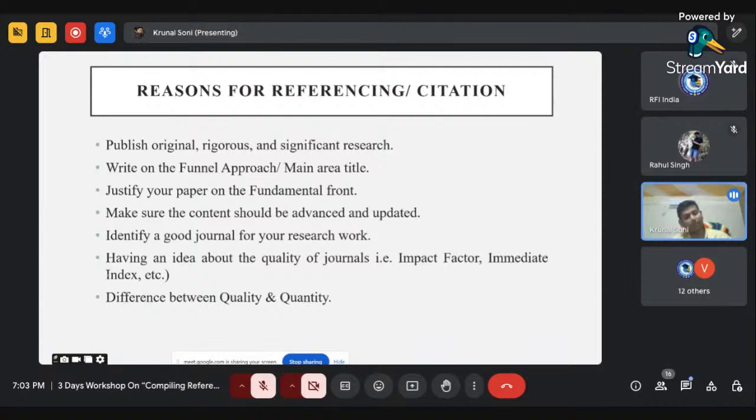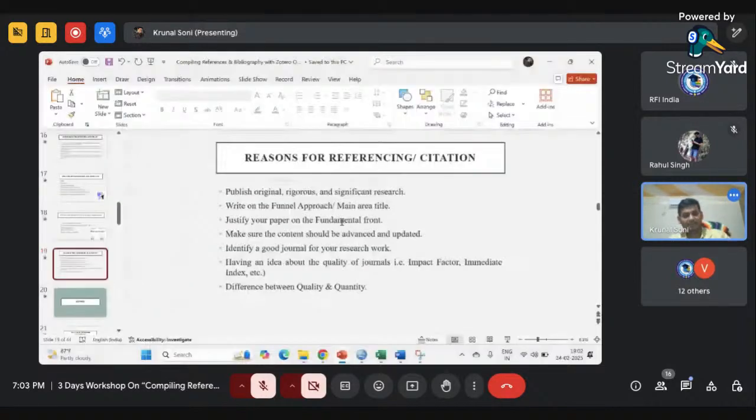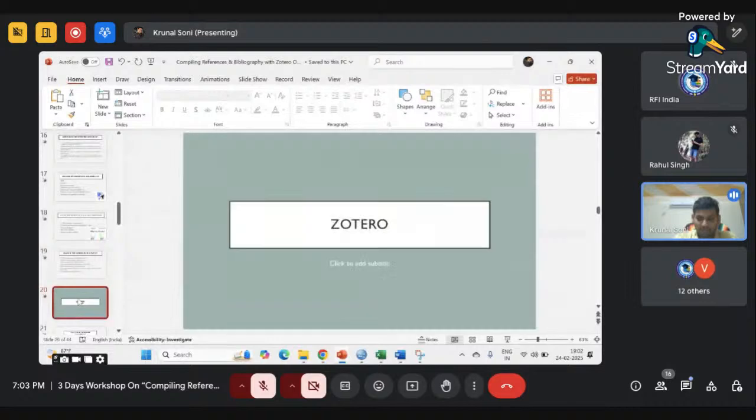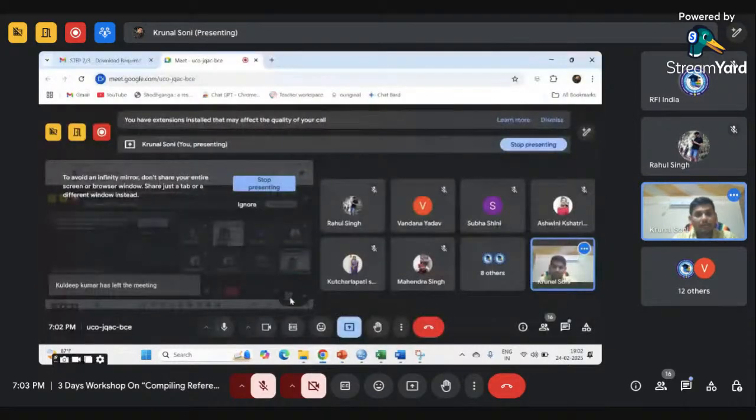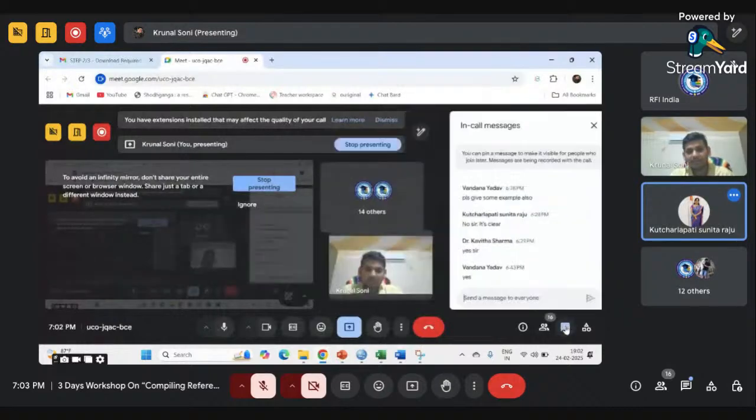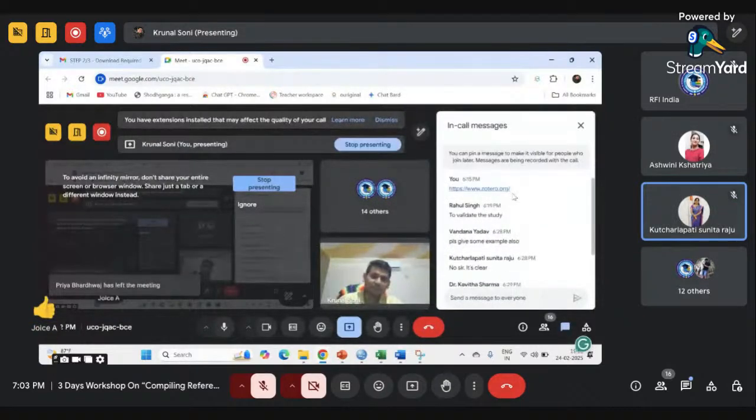So today we are ending over here. I'll just show you the Zotero downloading, and then from tomorrow we will start actually with Zotero. Clear? Everyone? Yes, sir. Yes, sir. Okay.